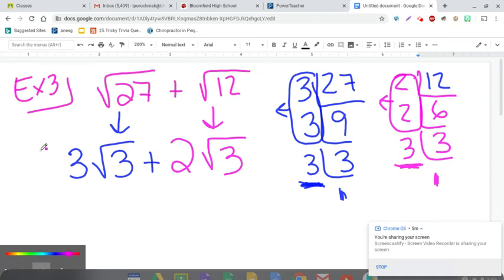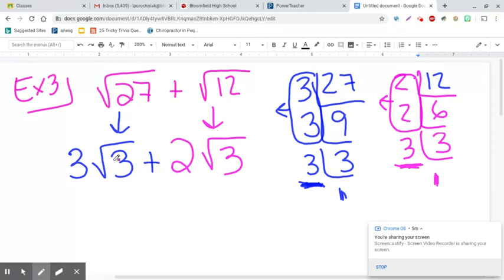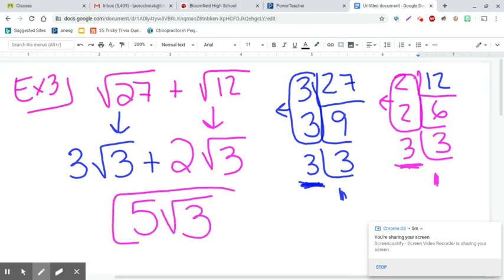Guys, doesn't this now look like a problem we can easily do? They both have the same index, and they both have the same radicand. So 3 plus 2 is 5. Keep your radical 3. Done. Guys, this is as hard as it's going to get. You're just going to have to break down your two numbers. Now, for what we're doing, guys, they're all going to break down correctly. So if you break it down and you don't get something that looks like this, you probably did something wrong. All right. So let's try another example.